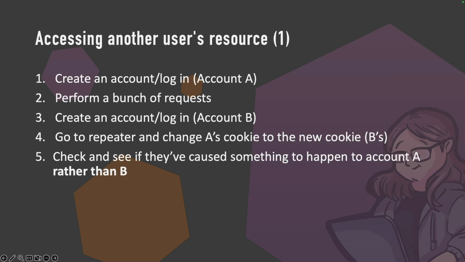So this is where we start to get complicated. We're going to create 2 accounts, account A and B. We're going to do a bunch of requests on account A. Then we're going to log into account B, go into Repeater, repeat all of those requests, and then change the cookie from A's to B's, and see if they've caused something to happen to account A rather than B.